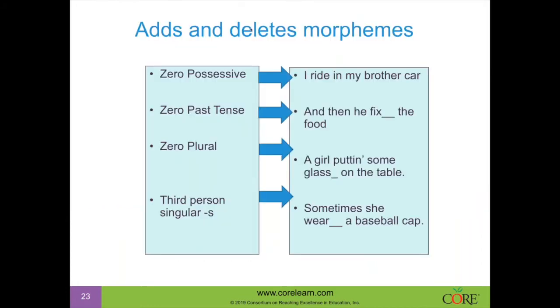It adds and deletes morphemes. So the possessive S is often deleted, as is zero past tense, the plural forms, and third person singular S. So I ride in my brother car instead of I ride in my brother's car. A girl putting some glass on the table instead of some glasses. And we know it's glasses because she used the word some before she said glass. So deletion of these grammatical morphemes actually is very common in African American English.